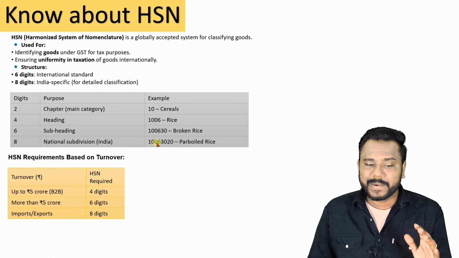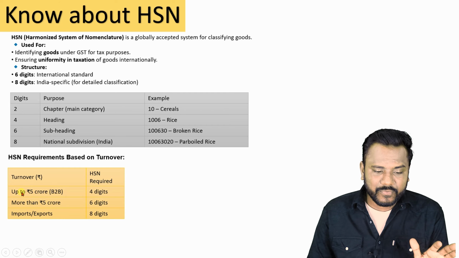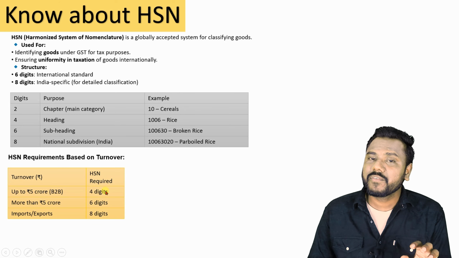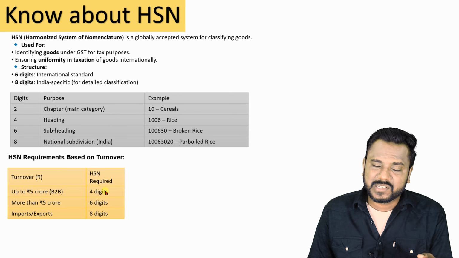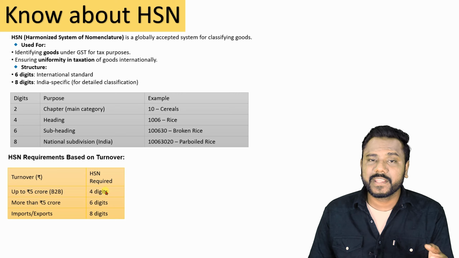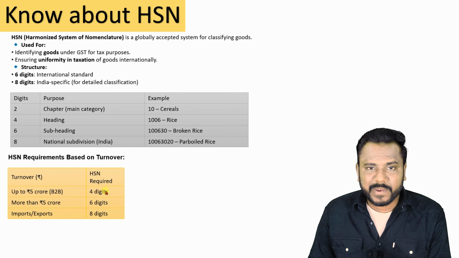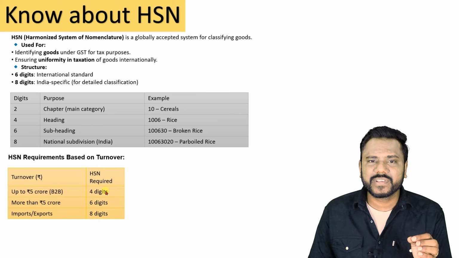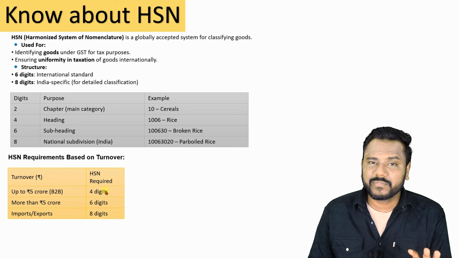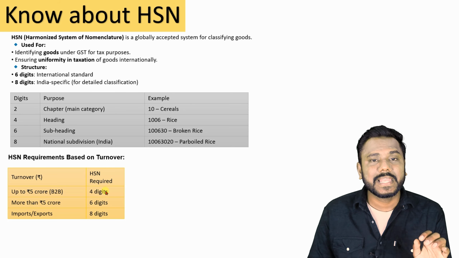Of course, it is not mandatory. Up to a turnover of 5 crore, you can use only 4 digits. And if suddenly your business turnover exceeds 5 crore, then you need to immediately update your HSN code from 4 digits to at least a minimum of 6 digits. So it is very difficult. I would encourage every one of you to follow 8 digits from day one.